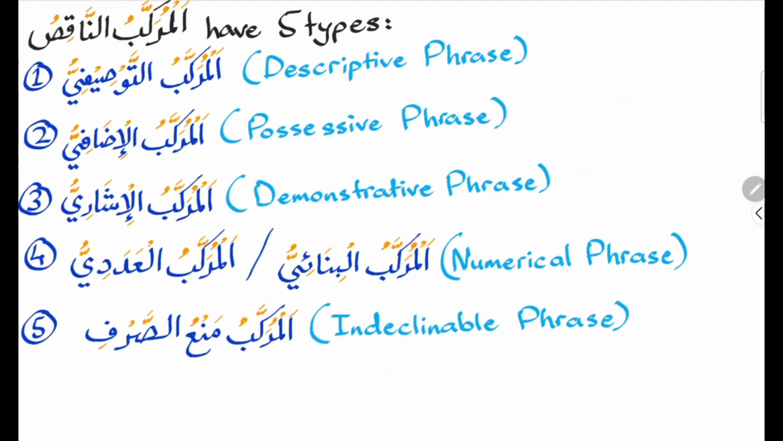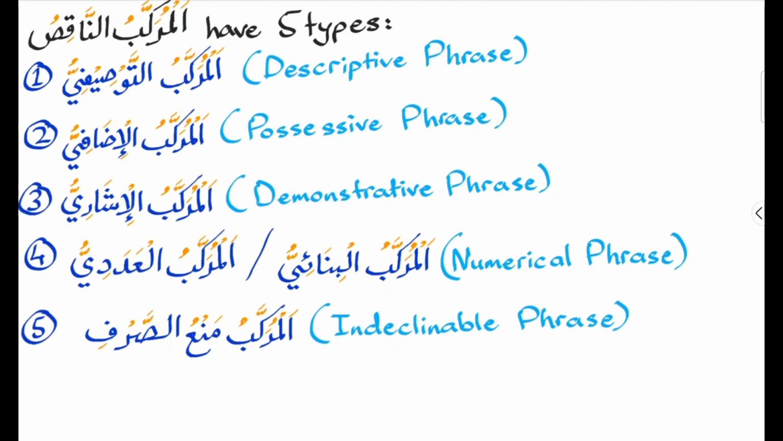These are the 5 types of Al-Murakkab-un-Naqis, or the 5 types of phrases. The first one shown here is Al-Murakkabu-Tawsifi, which means descriptive phrase. This is a phrase in which one word describes the other. For example, this word here itself, Al-Murakkabu-Tawsifi, in itself is a descriptive phrase. Or to give you another example, Al-Baytun-Nadhifu, the clean house. That's clean is describing the house, so that's a descriptive phrase.